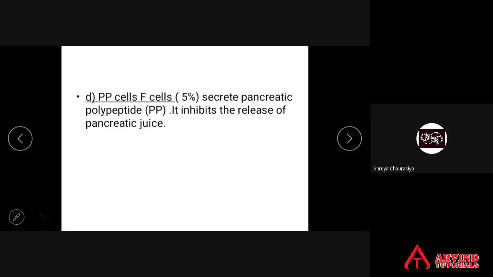PP cells, also called F cells, form 5% of the islets of Langerhans. Sir, meaning of motility? Miss, the flow and the movement of the gastric juices through the digestive tract. That is motility. That also is prevented by the somatostatin, so that their absorption, their production, everything can be regulated.